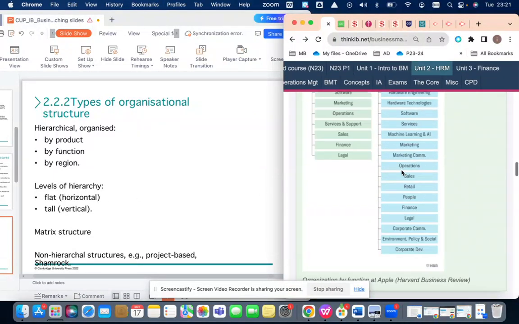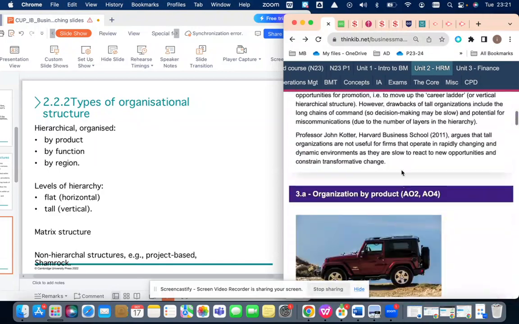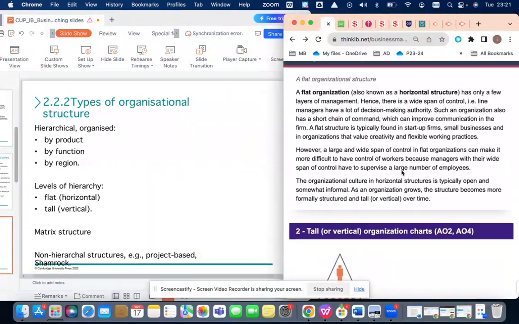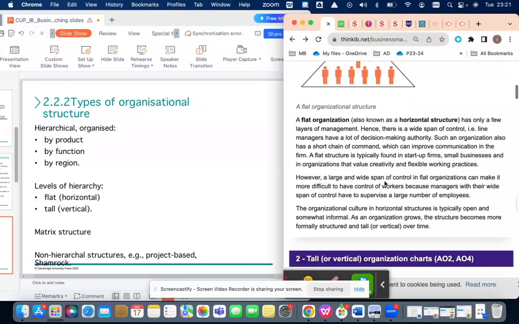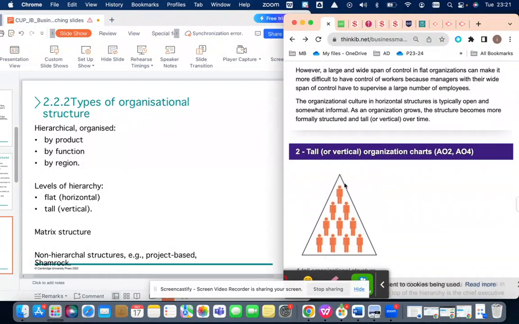Next, we've got levels of hierarchy. Now let's just go up so you can have a good look. So we've got only just two here. We've got flat because it's literally more flat. So it's called a flat or a horizontal organizational structure. But when you've got many, many layers in the hierarchy, it's called a tall structure.